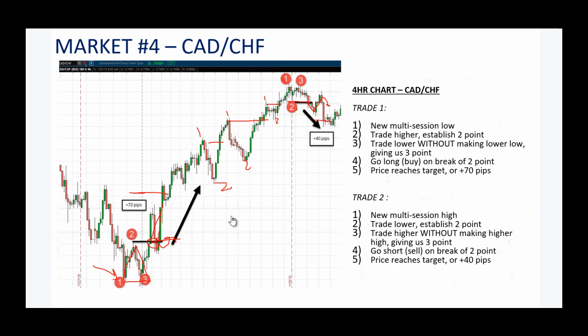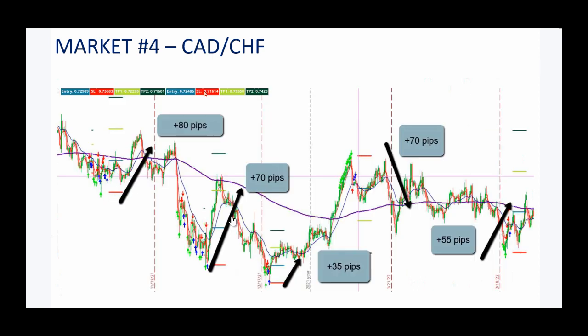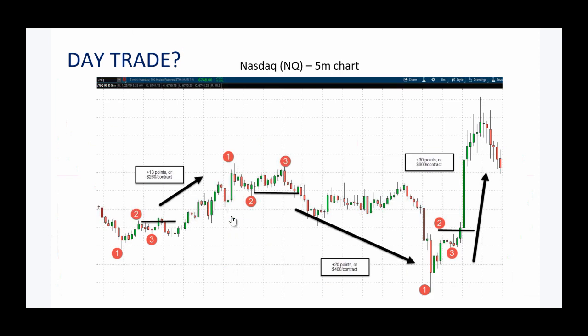Okay? And here's what it looks like in today's environment. CAD Swissy. Here we are. 80 pip move here. 70 pip move here. 35 pip move here. 70 pip move here. Double nickel. 55 points here. And tracking higher. Day traders, 5-minute chart of the NASDAQ.